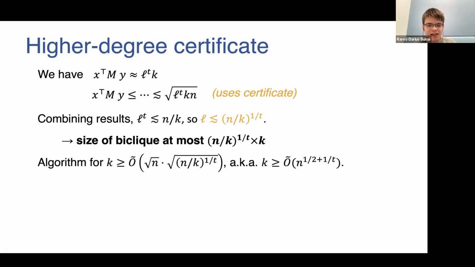So the algorithm works for K larger than root N times root L. L for us is N over K to the 1 over T, the upper bound on the intersection with S star. And therefore, we get an algorithm that works for K larger than N to the 1/2 plus 1 over T.